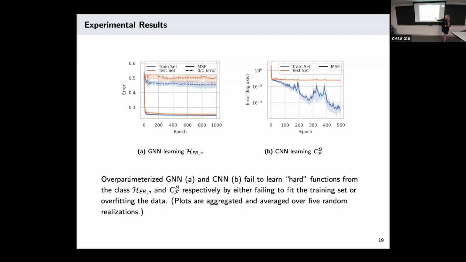So what you see here on the slide, we didn't go over this, but we constructed one sort of pathological example of a function class that can be represented by a shallow graph neural network, but cannot be efficiently trained. And then we also constructed, this is for the CNN case, a class of functions that can be represented by the symmetrized frame averaged neural networks, but cannot be efficiently trained. Or that's at least what the theory indicates.